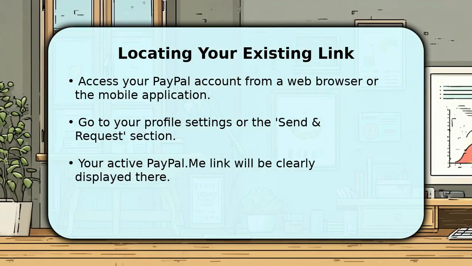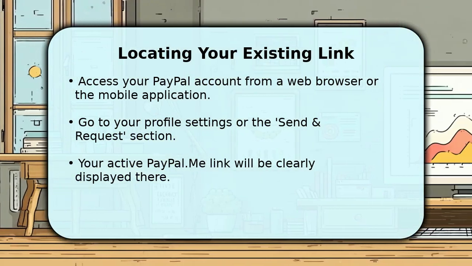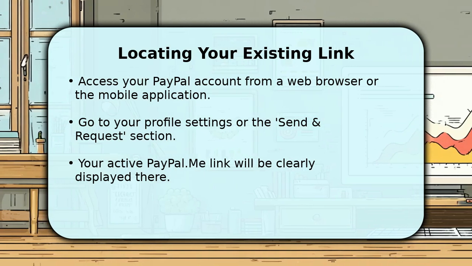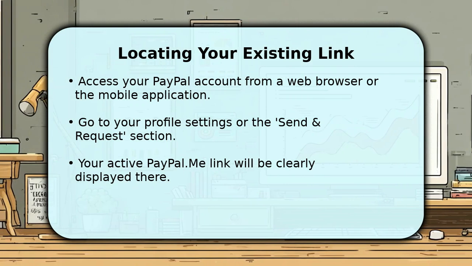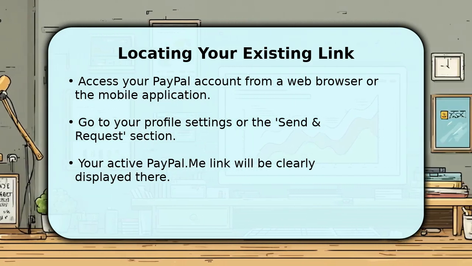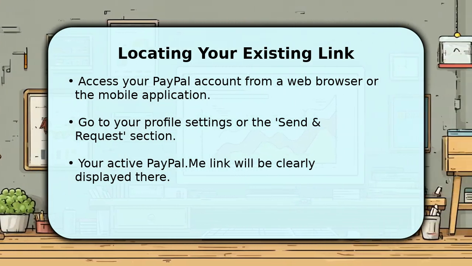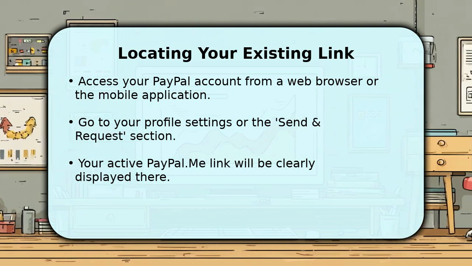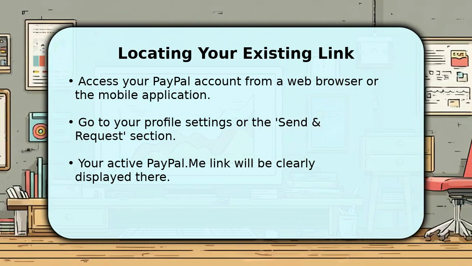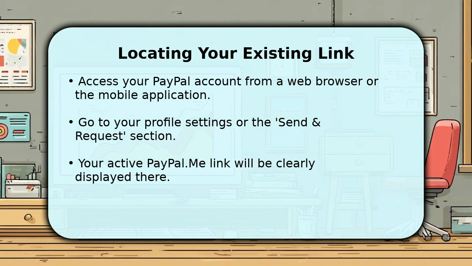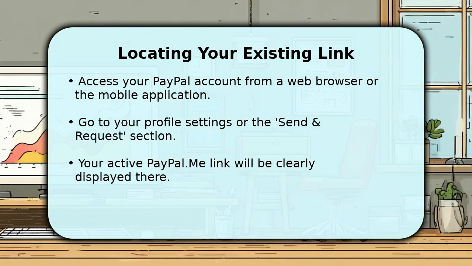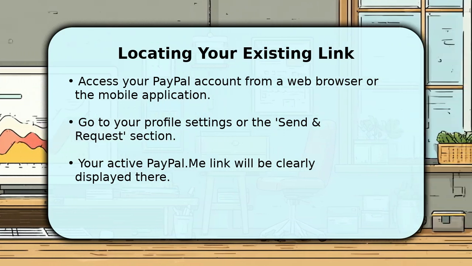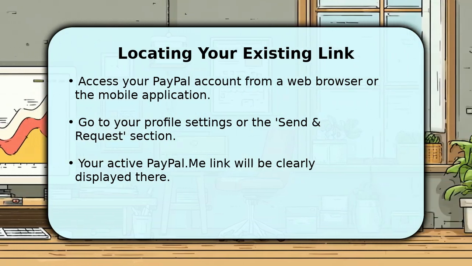If you have already created a paypal.me link but cannot recall it, finding it again is simple. Log into your account, either through the official website on your computer or the dedicated PayPal mobile app on your phone. Navigate to your profile settings, which is often represented by a gear icon, or look under the Send and Request menu. Your unique paypal.me link will be prominently displayed on that page, ready for you to copy and share once more, whenever you need to receive a payment.